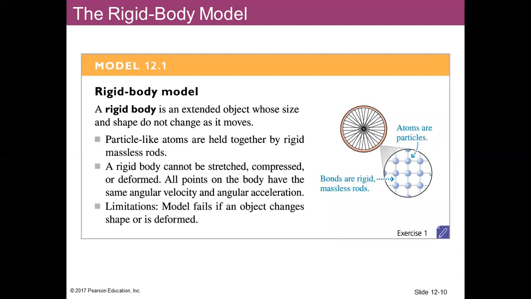So a rigid body is an extended object whose size and shape do not change as it moves. Particle-like atoms are held together by rigid massless rods. A rigid body cannot be stretched, compressed, or deformed. All points on the body have the same angular velocity and angular acceleration.